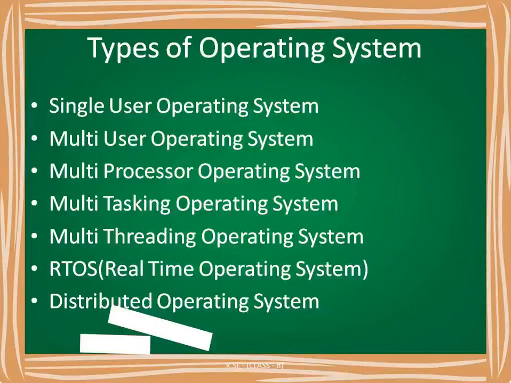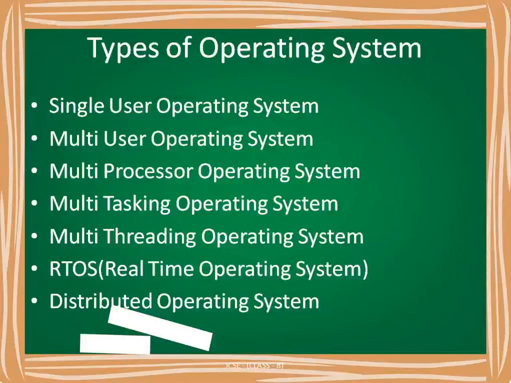Again, the examples are the same: Windows XP, Windows 7, Windows 8, Windows 10 and all. While working with multiple applications, we can switch from one application to another easily and very quickly. Like if you are using Paint or any other application, in the same way you can play the music, or you can minimize that window and play games. So that is multitasking. More than one task is going on.